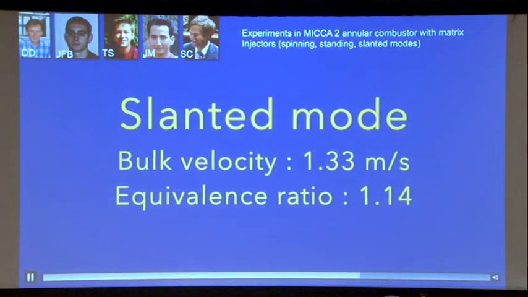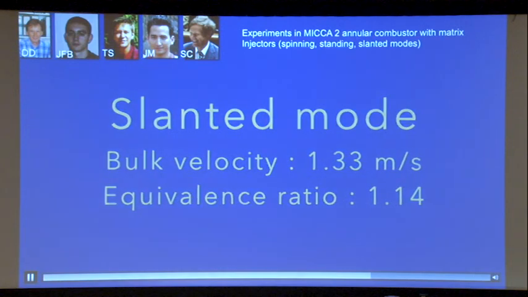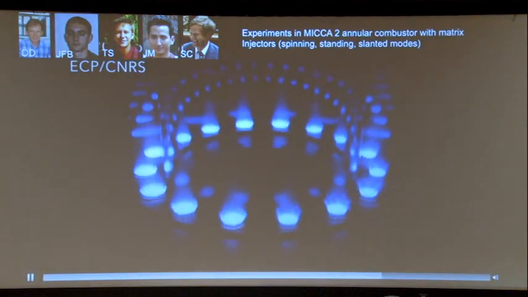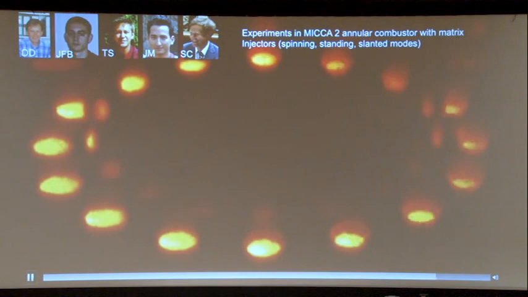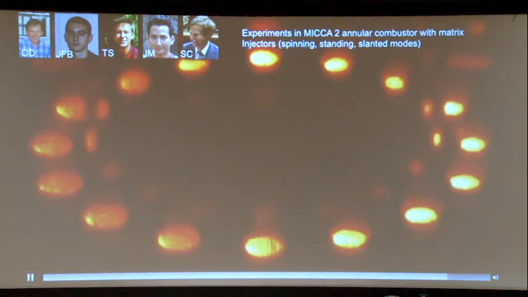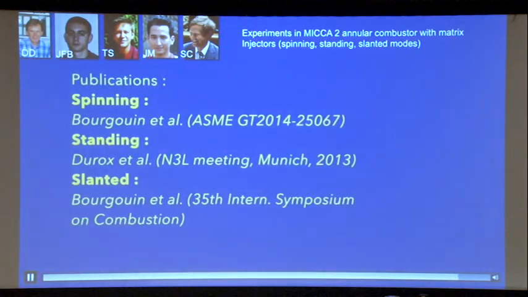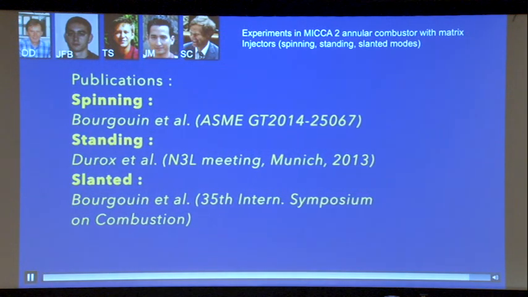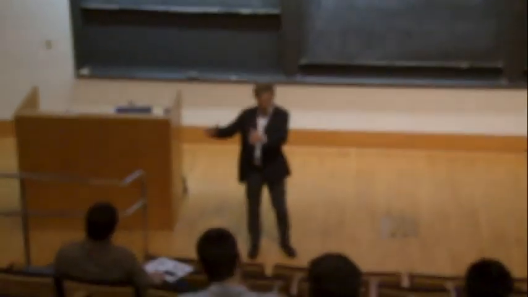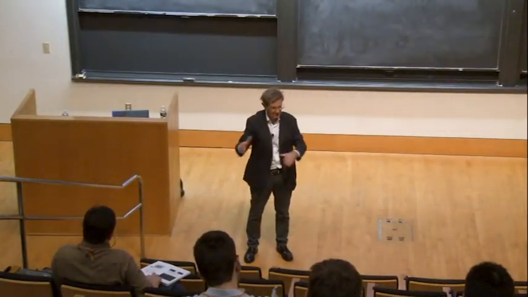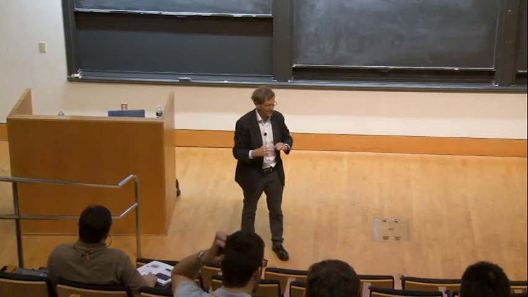And this is the slanted mode. So it's a combination between longitudinal oscillation and the standing mode. In fact, this slanted mode looks like when you are in a stadium and people stand up and then go down. There is a wave going on. It looks a little bit like that.